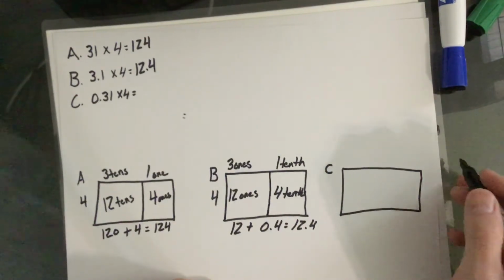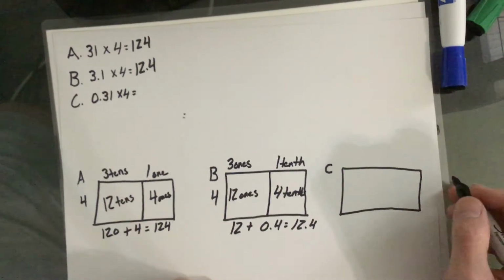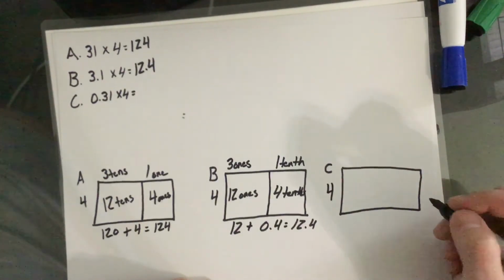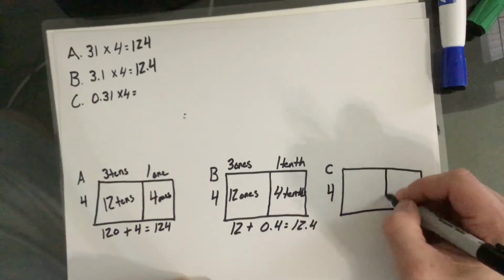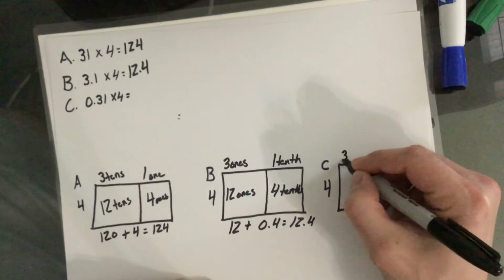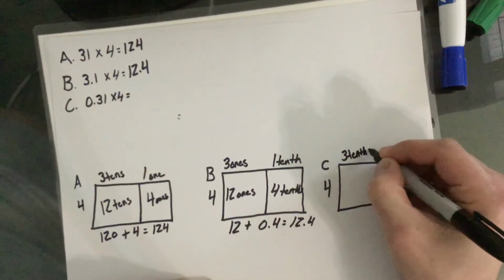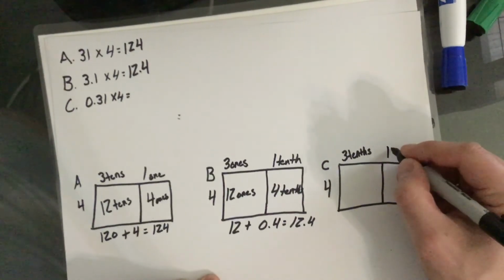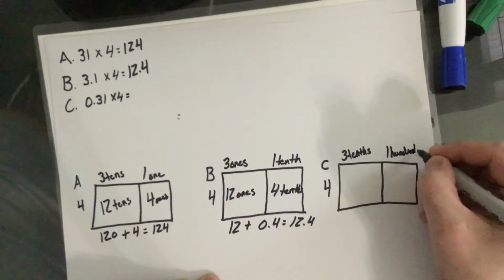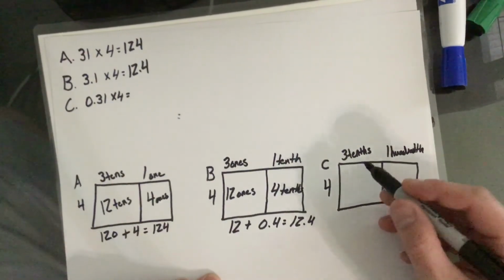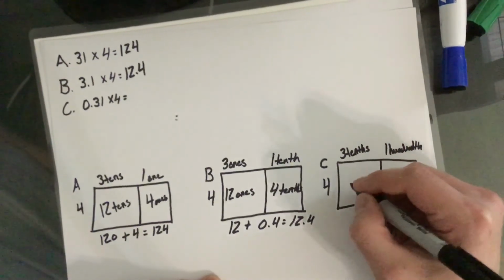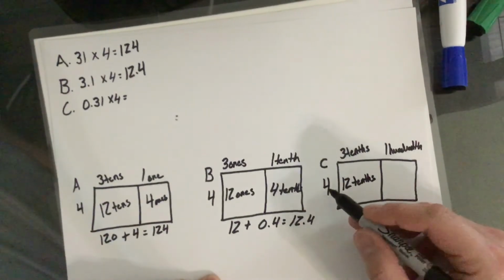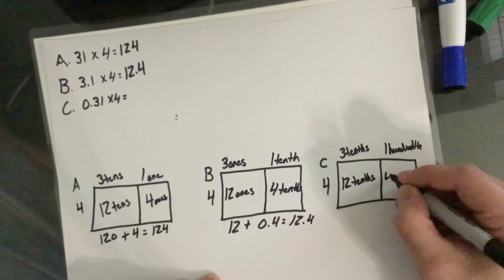Now I want you to work out problem C on your own. Pause this video and use the area model. So I'm going to let this represent 4 as my side length. This is going to become my 3 tenths. And this area is going to represent my 1 hundredth. Now I just need to multiply to find these areas. 4 times 3 tenths would give me 12 tenths. And 4 times 1 hundredth would give me 4 hundredths.